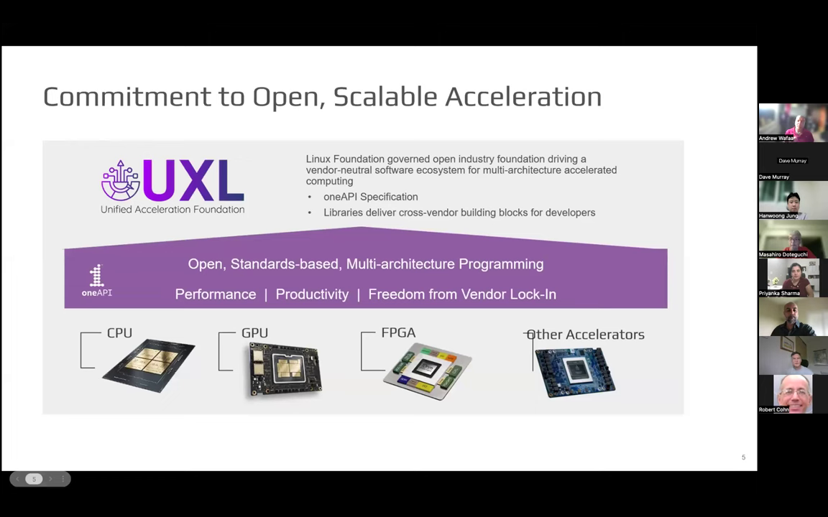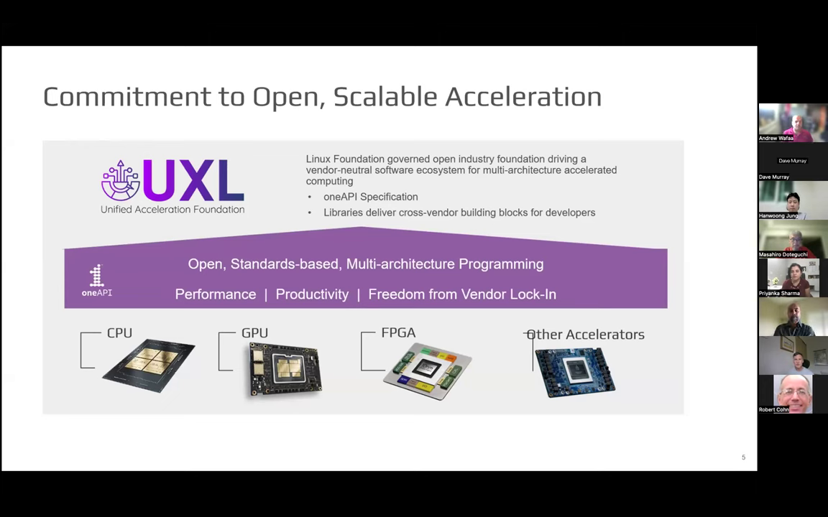So the UXL Foundation is committed to developing a framework that is open and scalable for both the current and next generation of processors. And I guess the thing that I also want to highlight is that we're not starting from a clean slate. The Foundation has received major contributions in the form of both a specification and a set of open source projects that are being used already to target processors from multiple vendors and architectures.